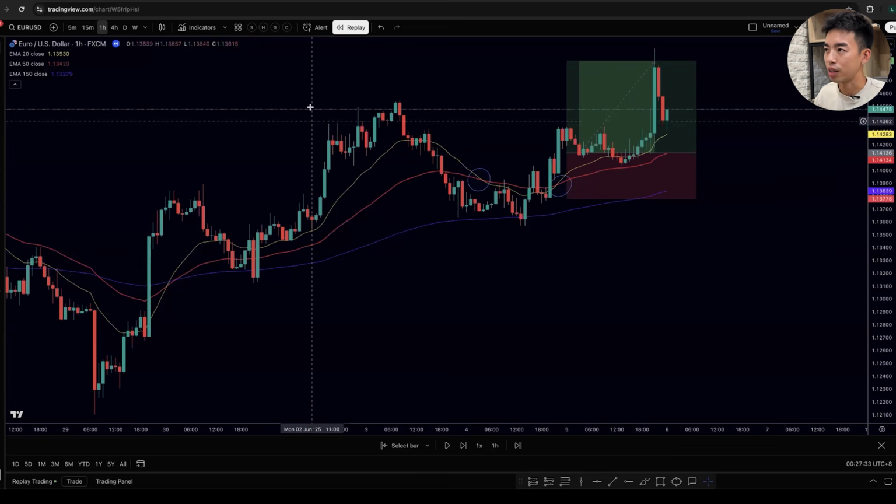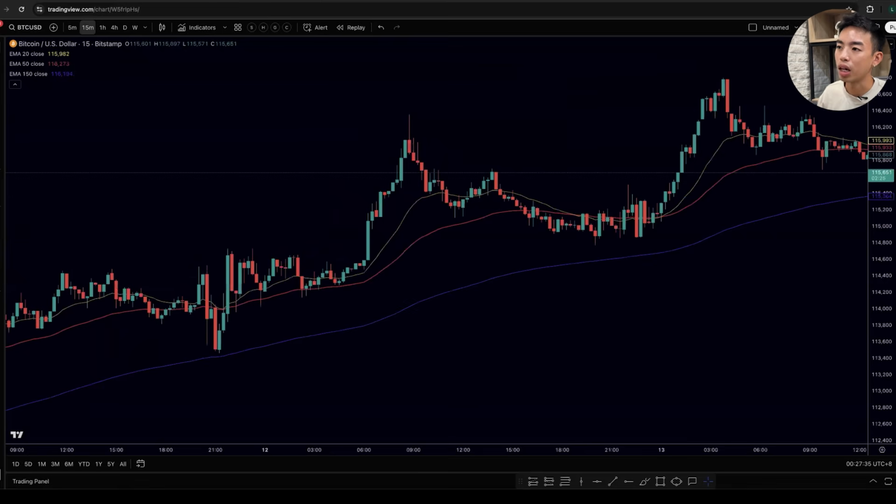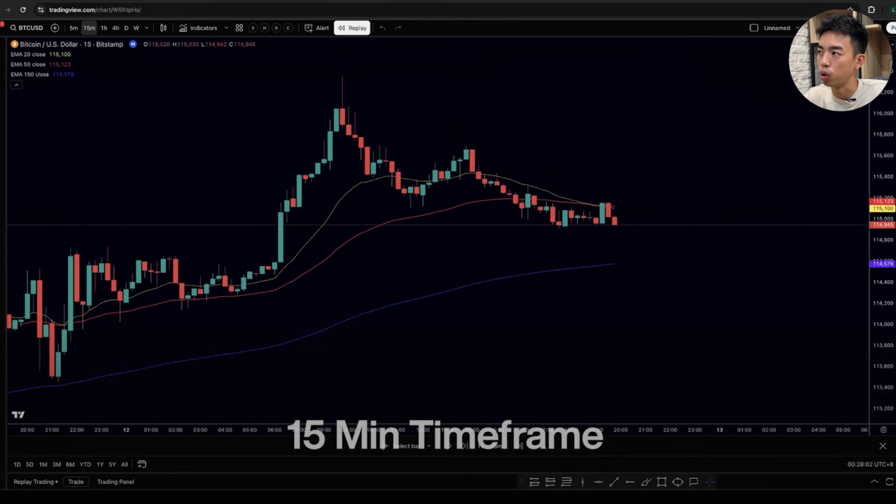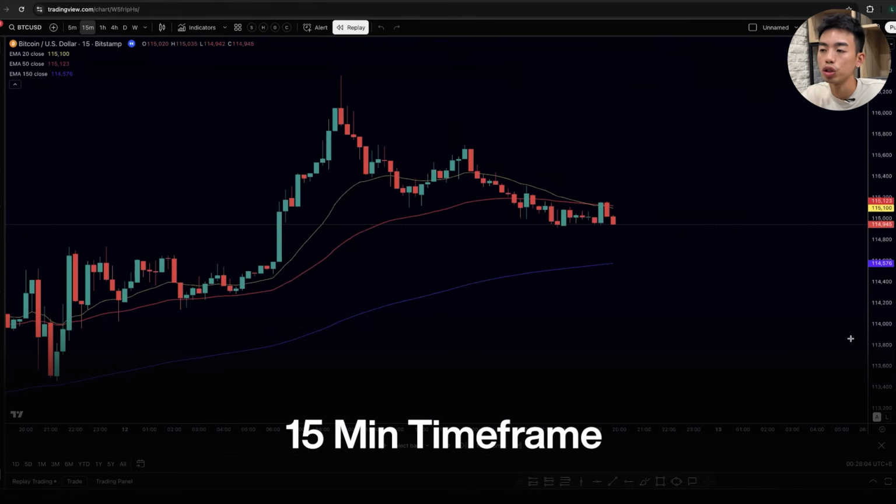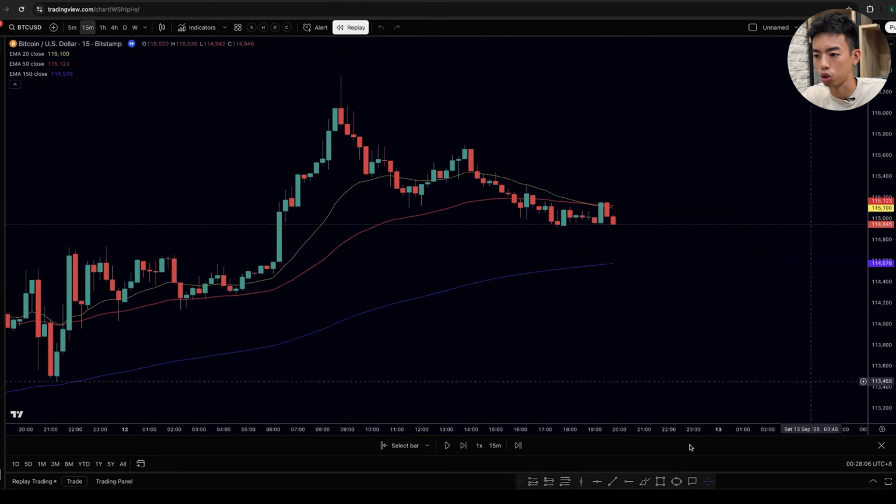Now let's have a look at another example that I want to show you, this time on the Bitcoin chart. I'm looking at it on the 50-minute time frame and we just had our first little crossover, and the crossover is happening right here.